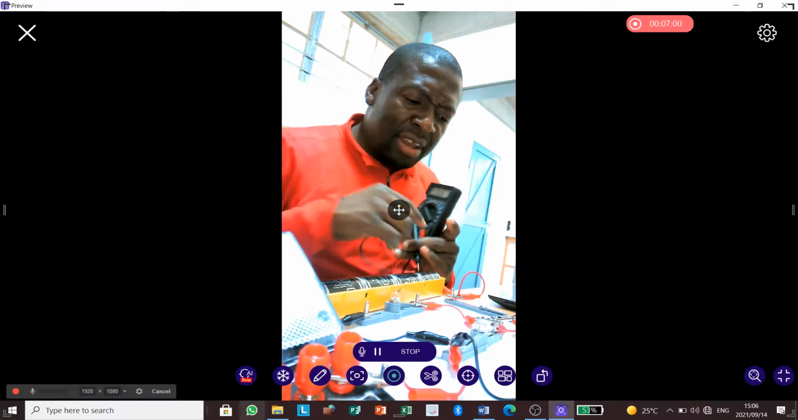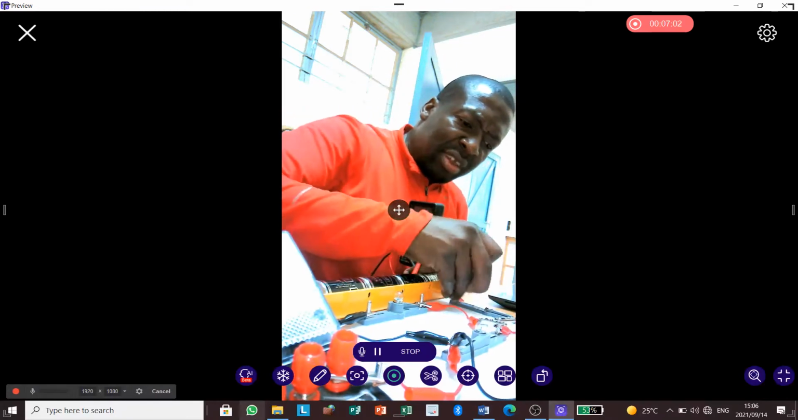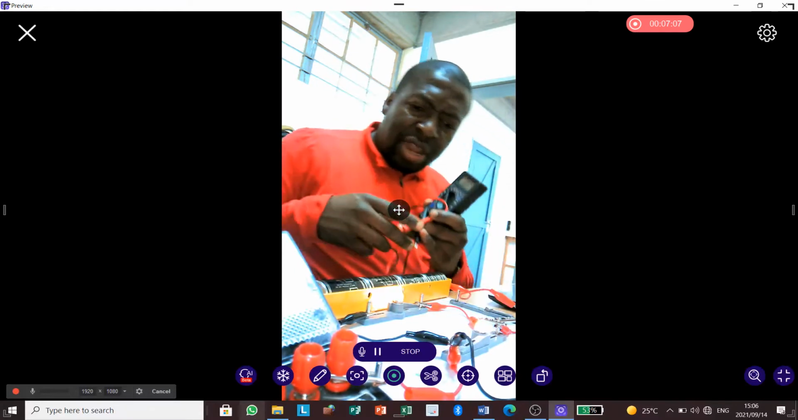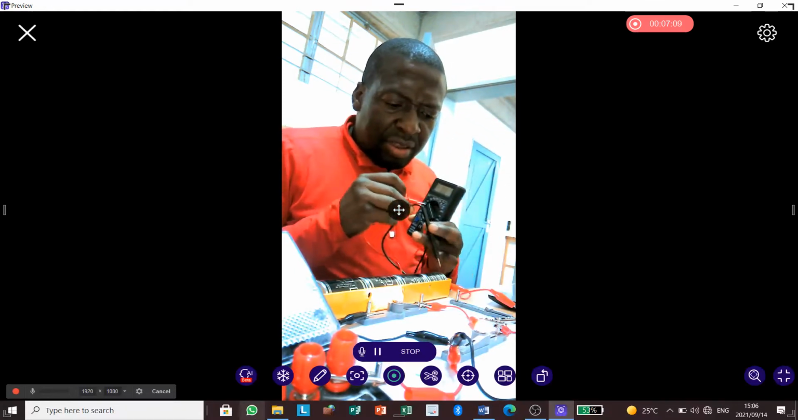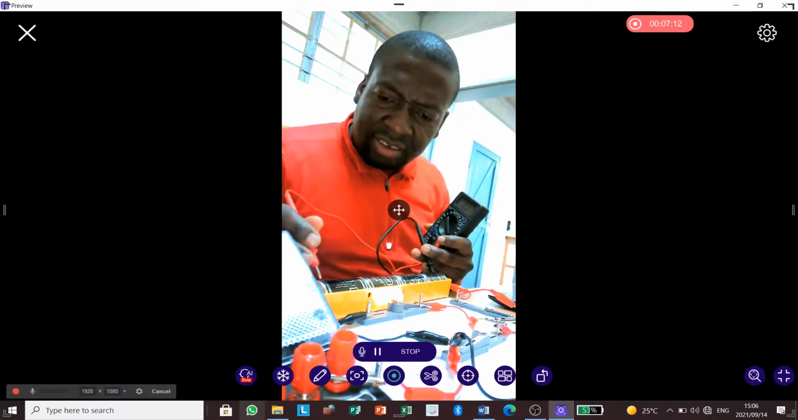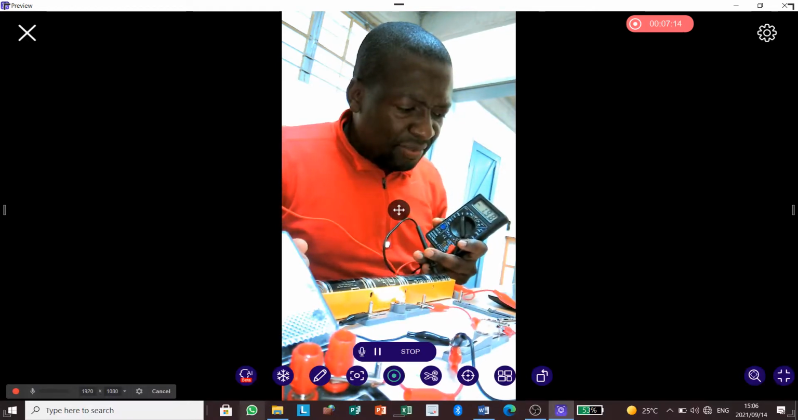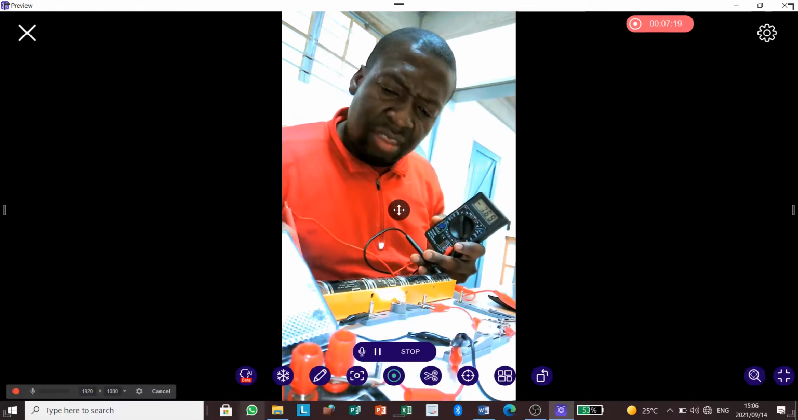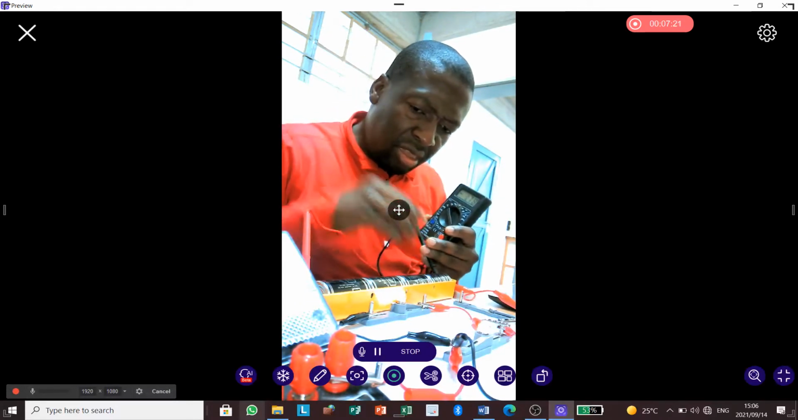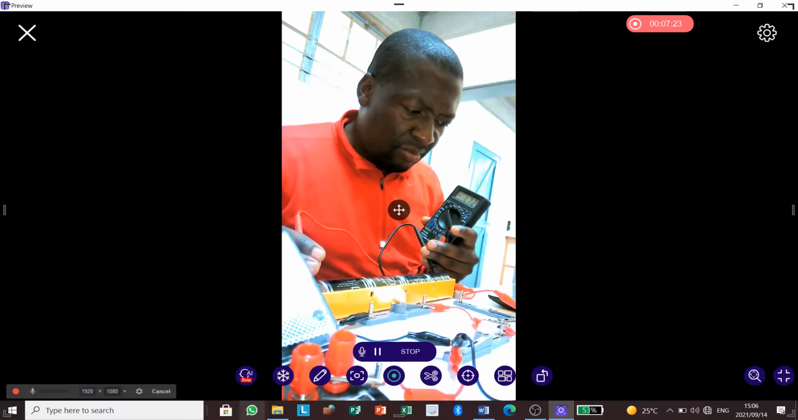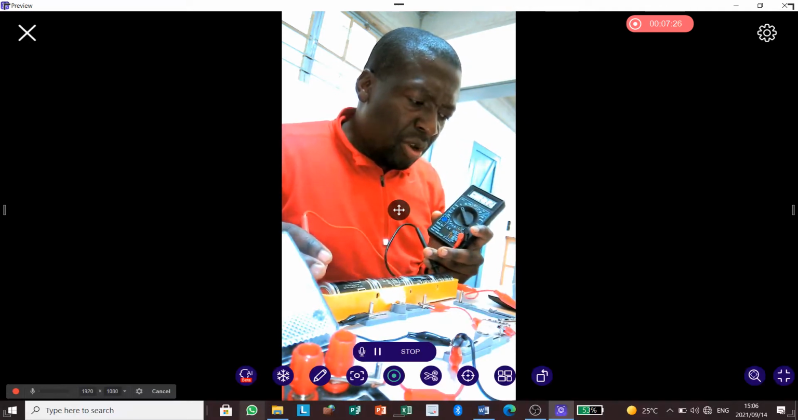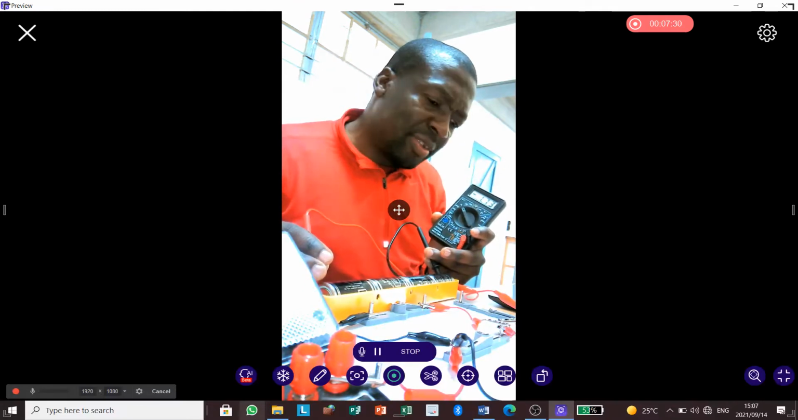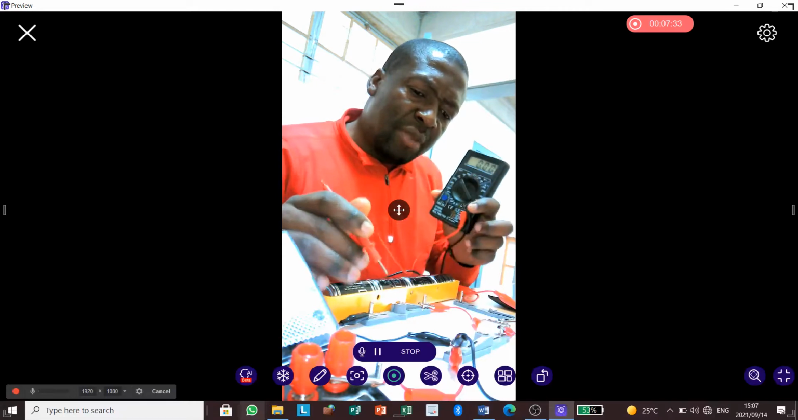So if it is 3.9, let me bypass my switch because I'm alone here. Let me bypass my switch. So now it is on. So you see the voltage coming from the battery is 1.72, 1.75. Then let's go to light bulb number 1.